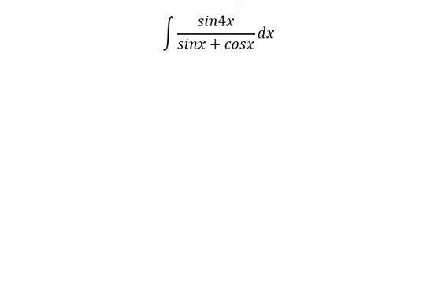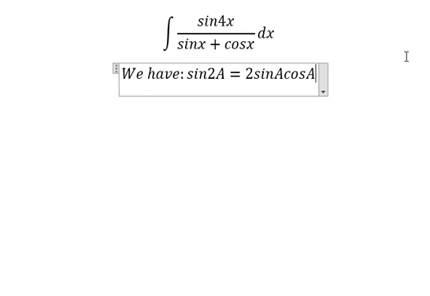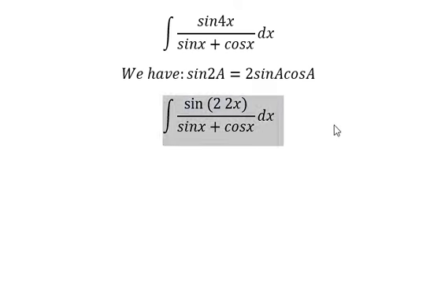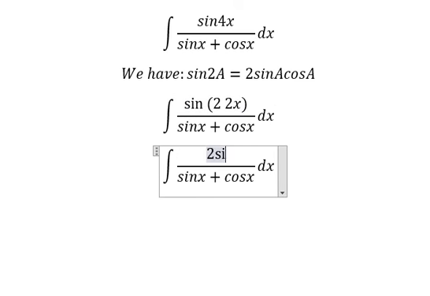We have the formula in here. That's about sine 2a equal to 2 sine a cosine a. So sine 4x we change into 2 multiplied by 2x, and this one you will have 2 sine 2x cosine 2x.